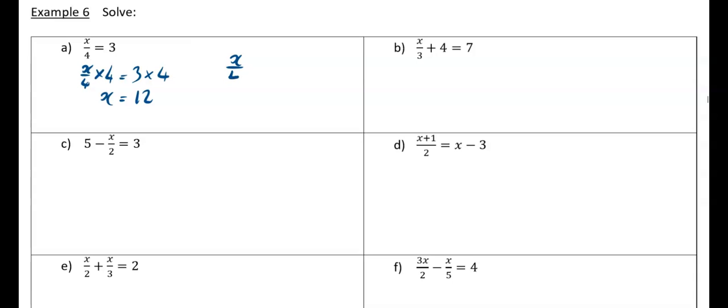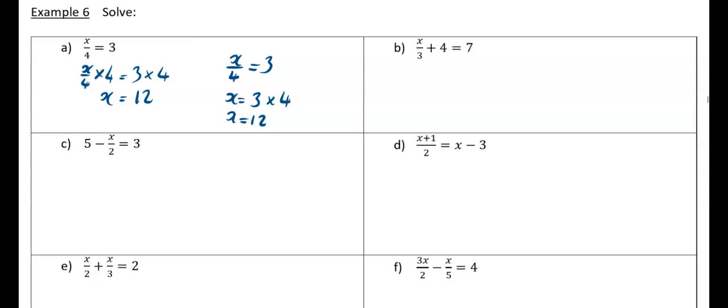So my preferred method is the inverse operation method, where you just think, what is this 4 doing on the left hand side? It's dividing. So the opposite of dividing is multiply. So when something moves across the equal sign, it does the opposite function. So we would just have x is equal to 3 times 4, and again x is equal to 12. And I'm going to use the inverse operations method to do these questions here.